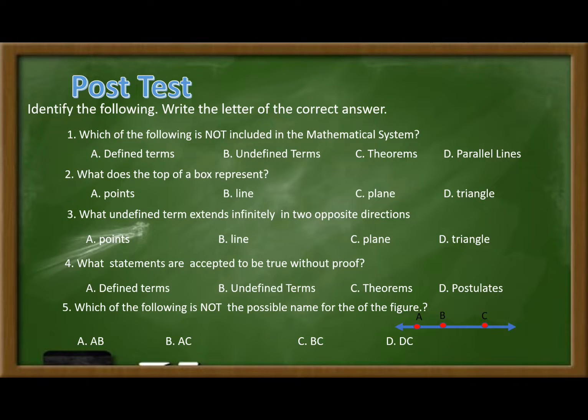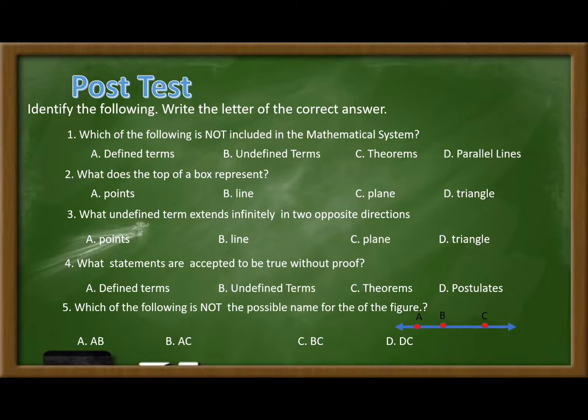We'll test now if you understand our lesson. So identify the following. Write the letter of the correct answer. You can use separate paper to answer. Number 1. Which of the following is not included in the mathematical system? A. Defined terms. B. Undefined terms. C. Theorems. D. Parallel lines.